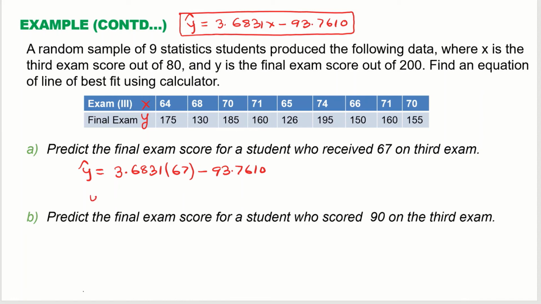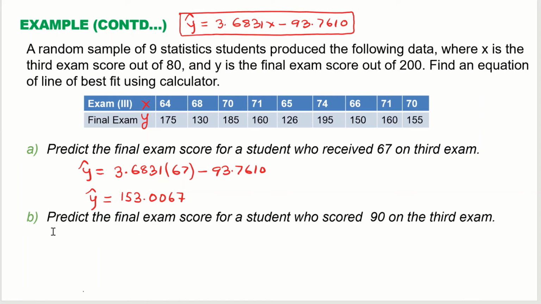Now, if you use your calculator and try to find the predicted value, make sure you check it, you should get 153.0067. So they should obtain approximately 153 if their score in the third exam is 67. That is the meaning of that. So for any value missing here, we can easily predict the y value.